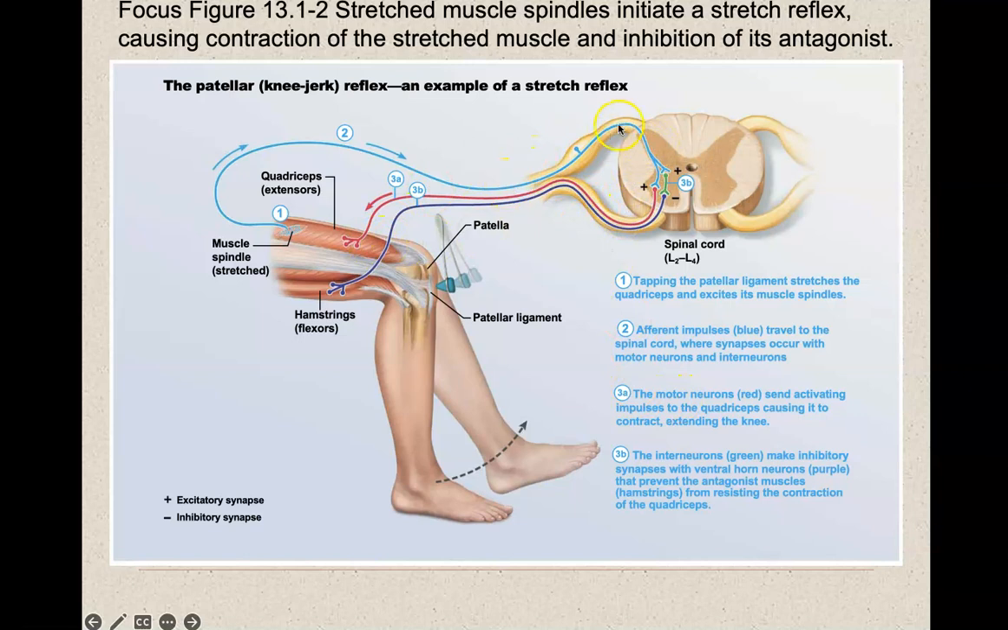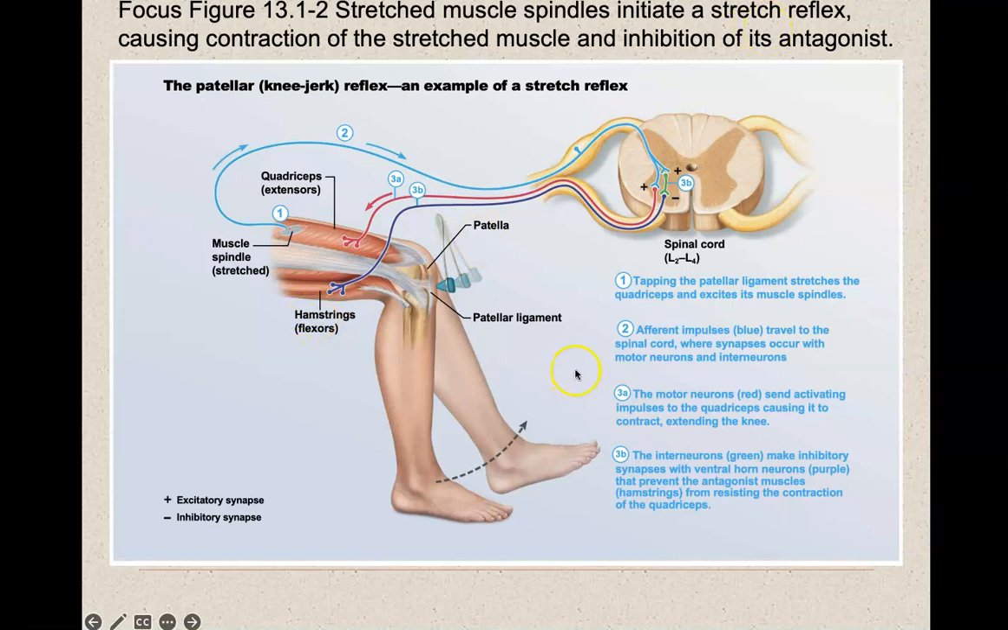Then you also have that same sensory neuron will not only synapse with a motor neuron, but it's also going to synapse here with another interneuron that then will synapse with another motor neuron. But in this case, when it synapses, it's going to release inhibitory neurotransmitters. And so what that's going to do is prevent the antagonistic muscles, which are the hamstrings, from contracting to help resist your flexors, right, from contracting.